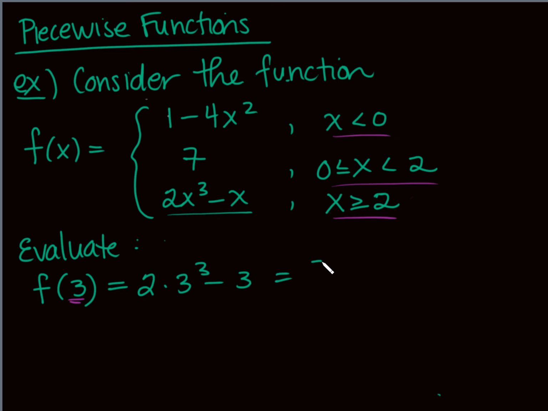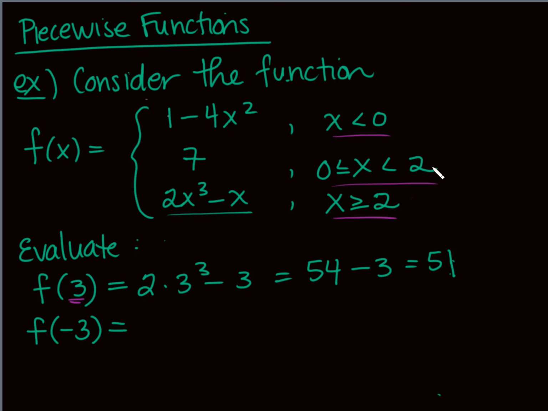Oh man, I'm not sure if this is right. It probably is. Arithmetic is not my strong suit. 27 times 2 is probably 54. Yeah, sure. Minus 3 is 51. What about f of negative 3?